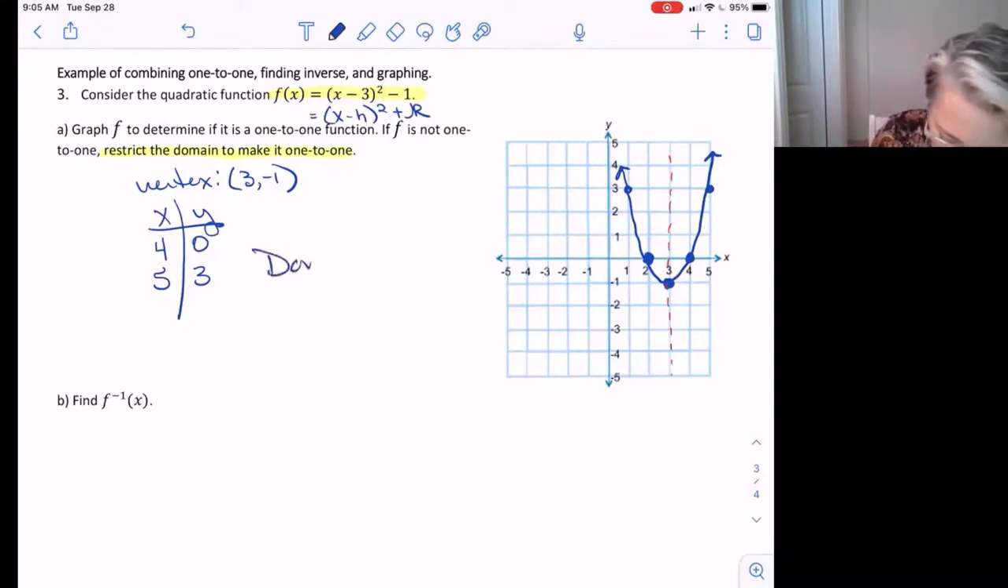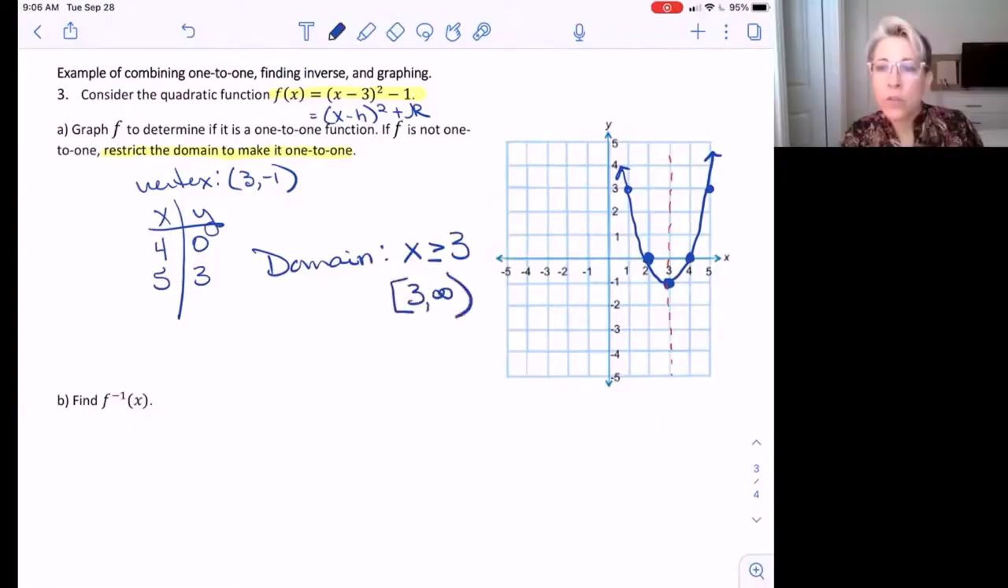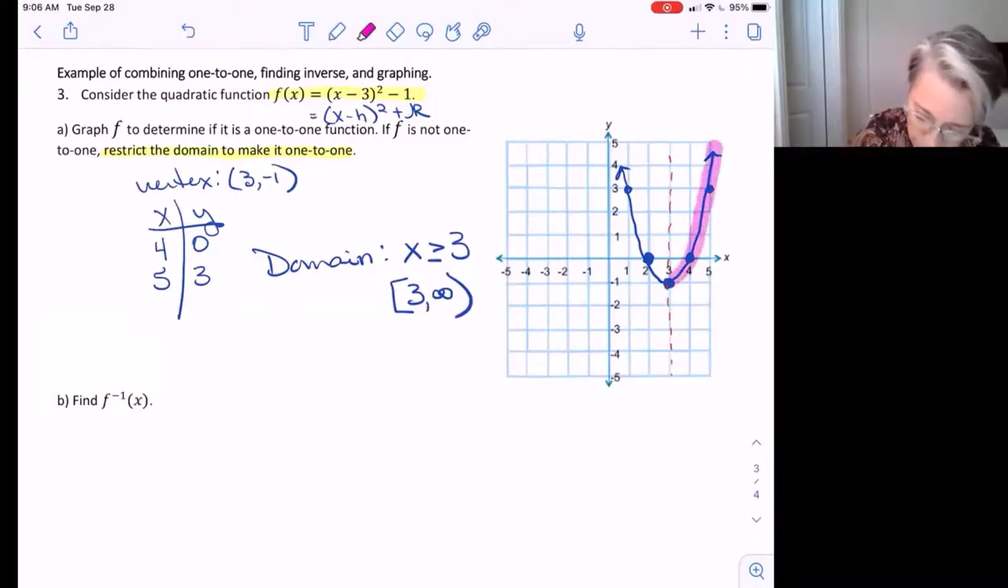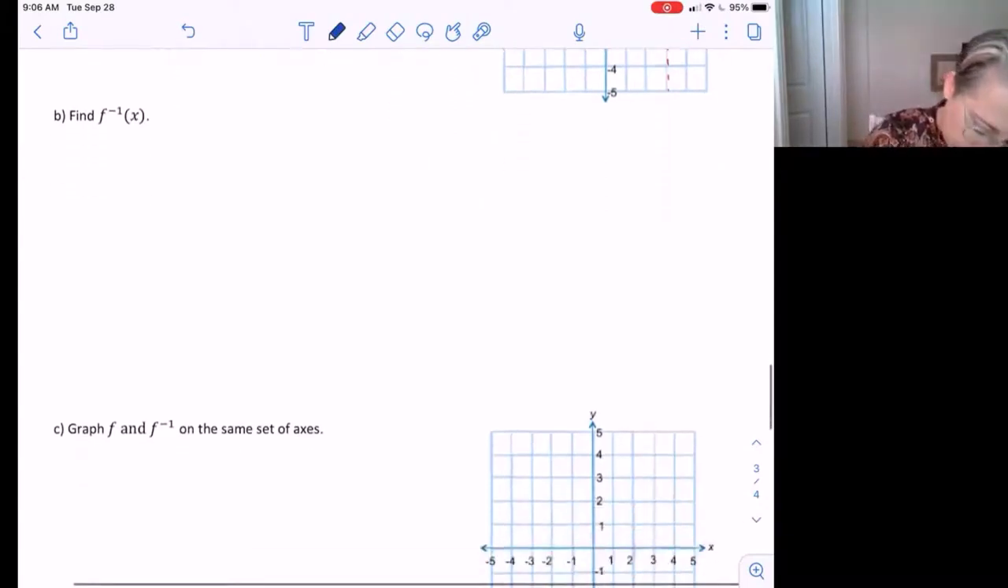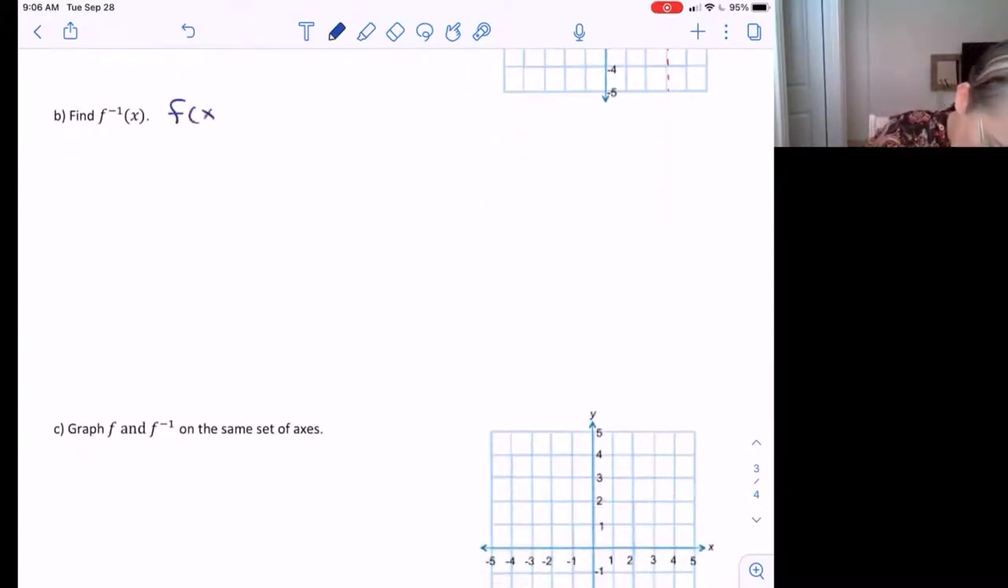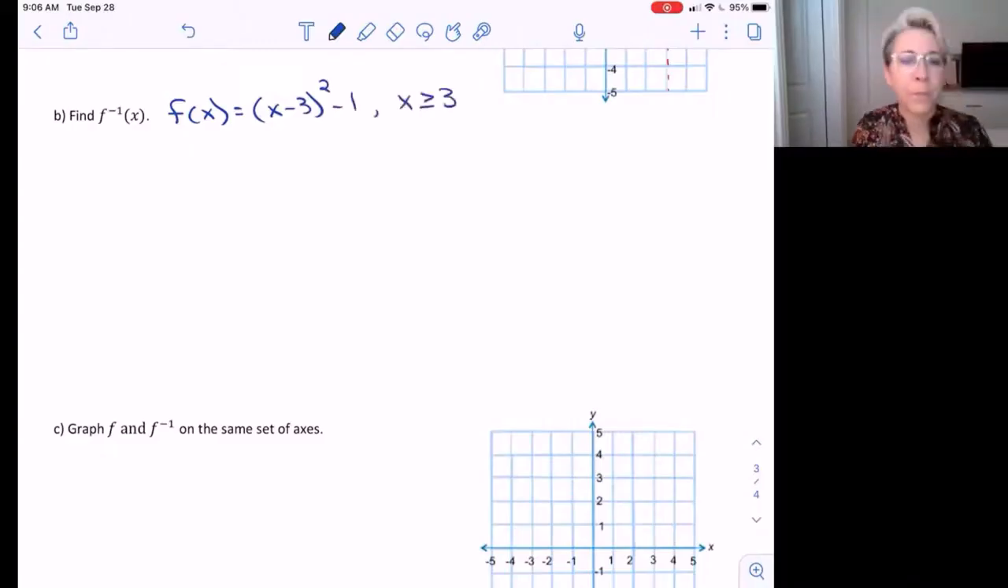So we will restrict the domain to where x is greater than or equal to 3. In interval notation, that would be [3, infinity). So that means we would only take a look at this part here to the right. That part of the graph would be one-to-one. So if we're asked to find f inverse of x, and again, let's recall that f of x is (x minus 3) quantity squared minus 1, where x is greater than or equal to 3. We've restricted the domain, so it's one-to-one.